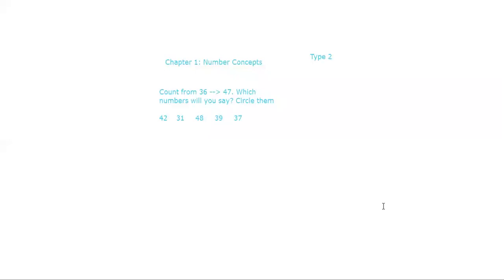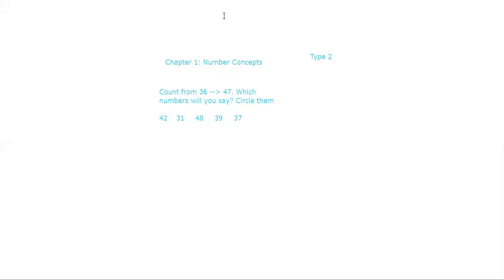So as you can see here, I have written down this problem, which is type 2 in your textbook. So this says count from 36 to 47. Which numbers will you say? So let's count from 36 to 47, and whenever we find a number that's the same as in these numbers over here down below the question, then let's circle them.